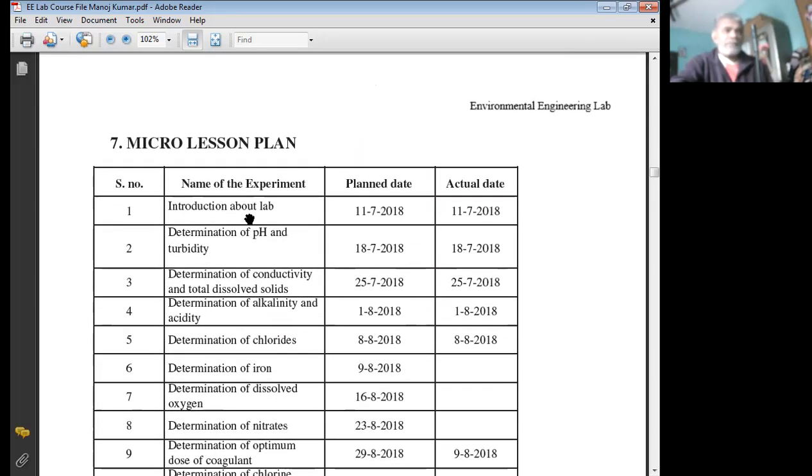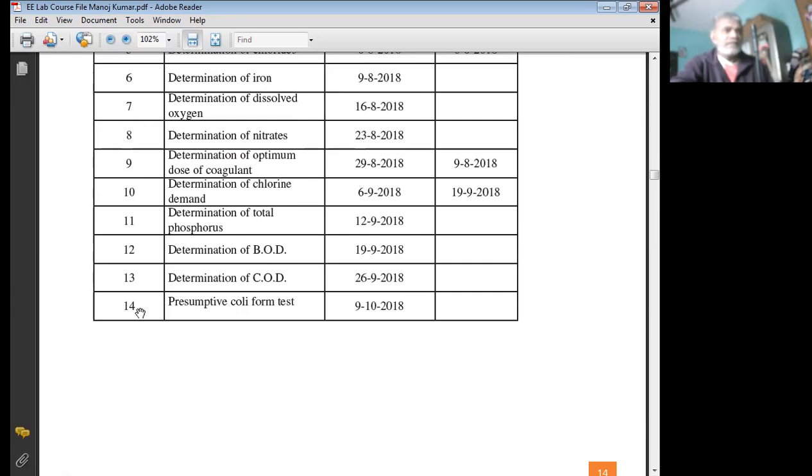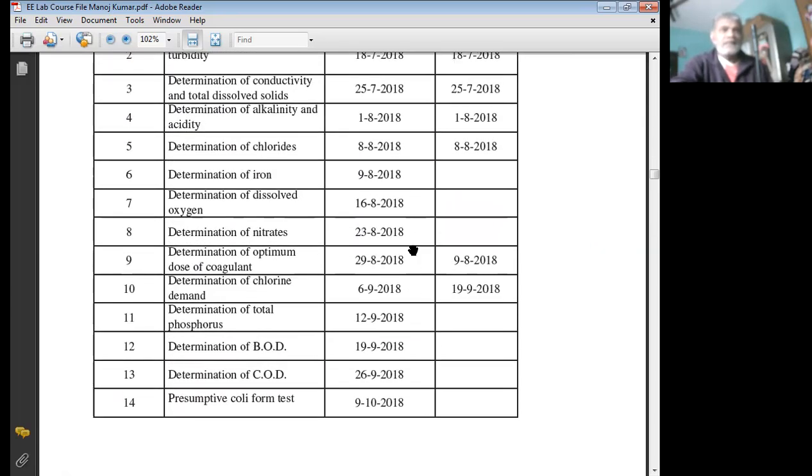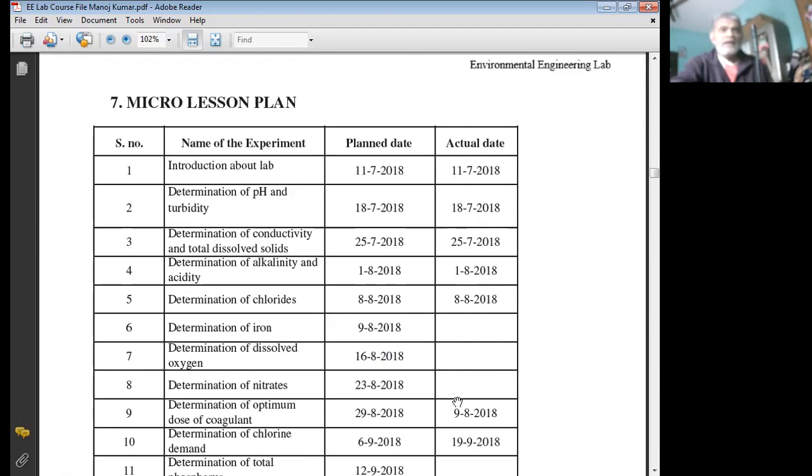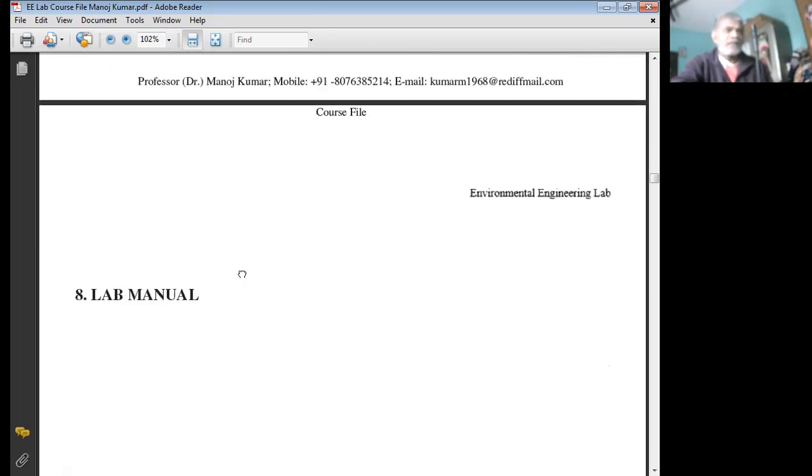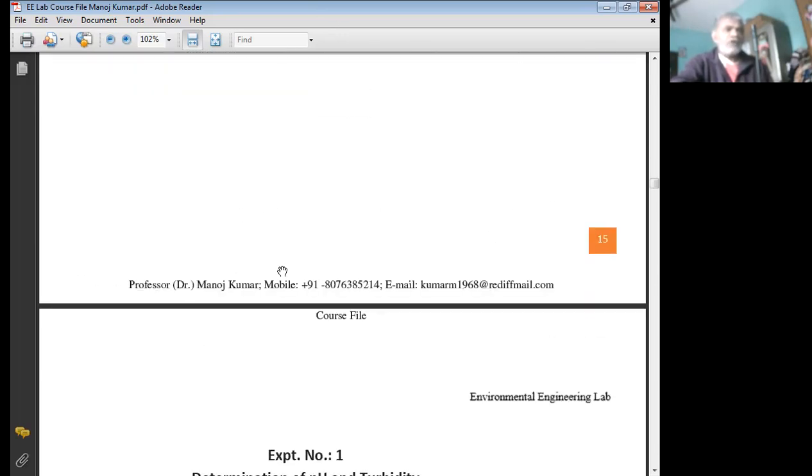This is the macro lesson plan. Serial number. This is the name of the experiment. This is the plan date and this is the actual date performed. 14 experiments are there. The actual date performed of each experiment is shown there. This is the lab manual, which must be there.